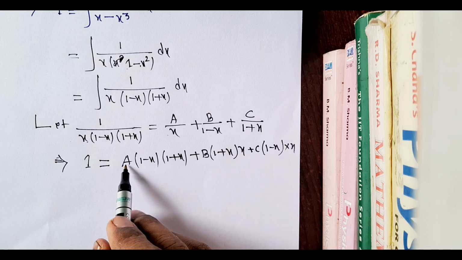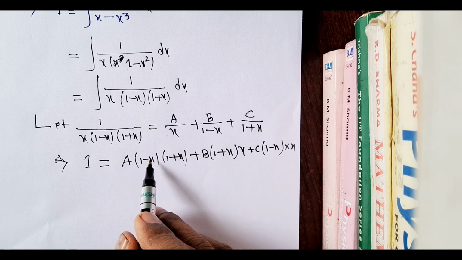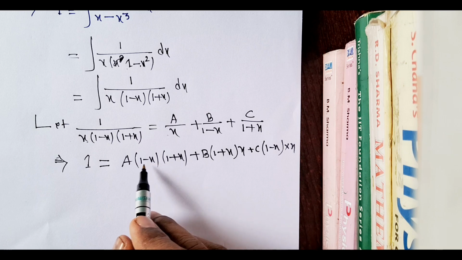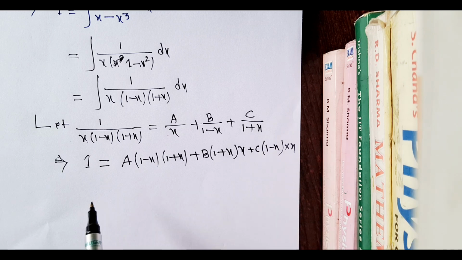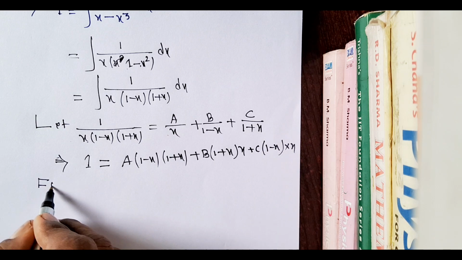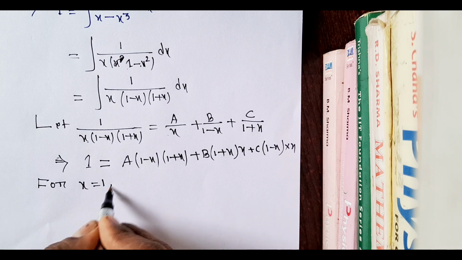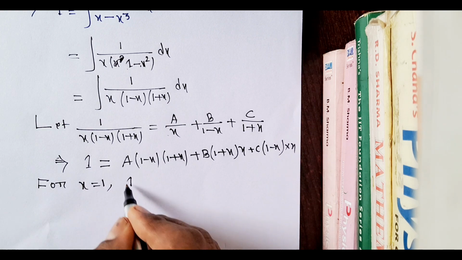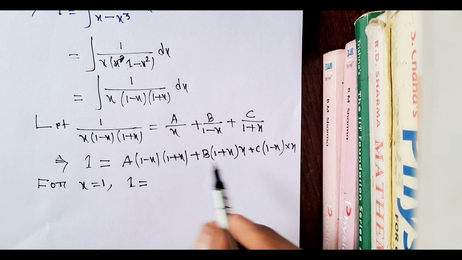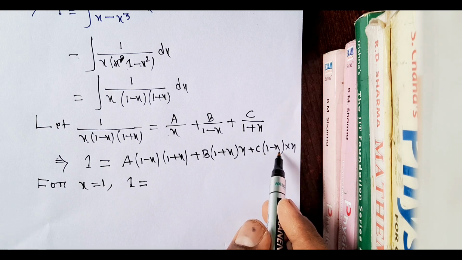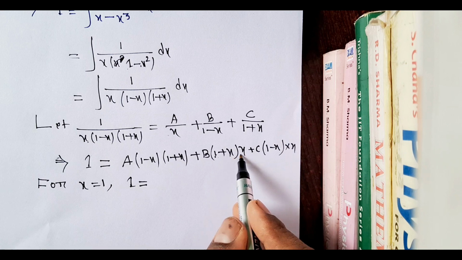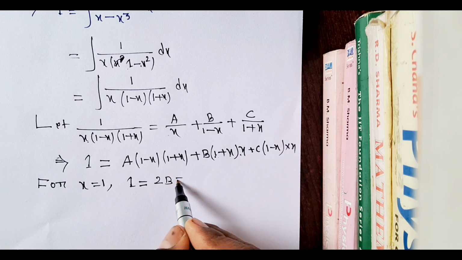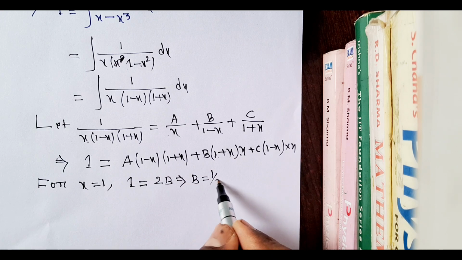If we want to eliminate a, then we can consider any real number for x. If you consider x equal to 1, you see 1 minus 1, a will be eliminated, and 1 minus 1, c will be eliminated. So for x equal to 1, in the left hand side it is 1, a vanished, and c is also eliminated. Now here 1 plus 1 into 1, that is 2 into 1, 2, it will be 2b. Then you will get b equals to 1 by 2.